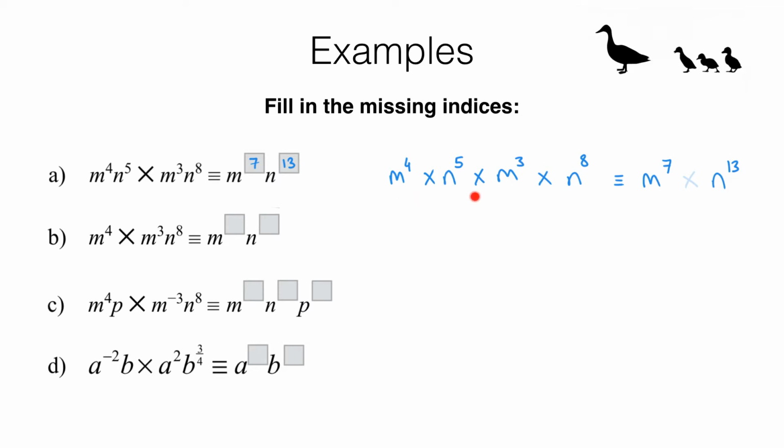Once you're comfortable with the idea, you don't need to show all of this working. You can see for yourself that we can simply add the indices. 4 plus 3 gives us 7, 5 plus 8 gives us 13. Pause the video and have a go at the rest of the questions.